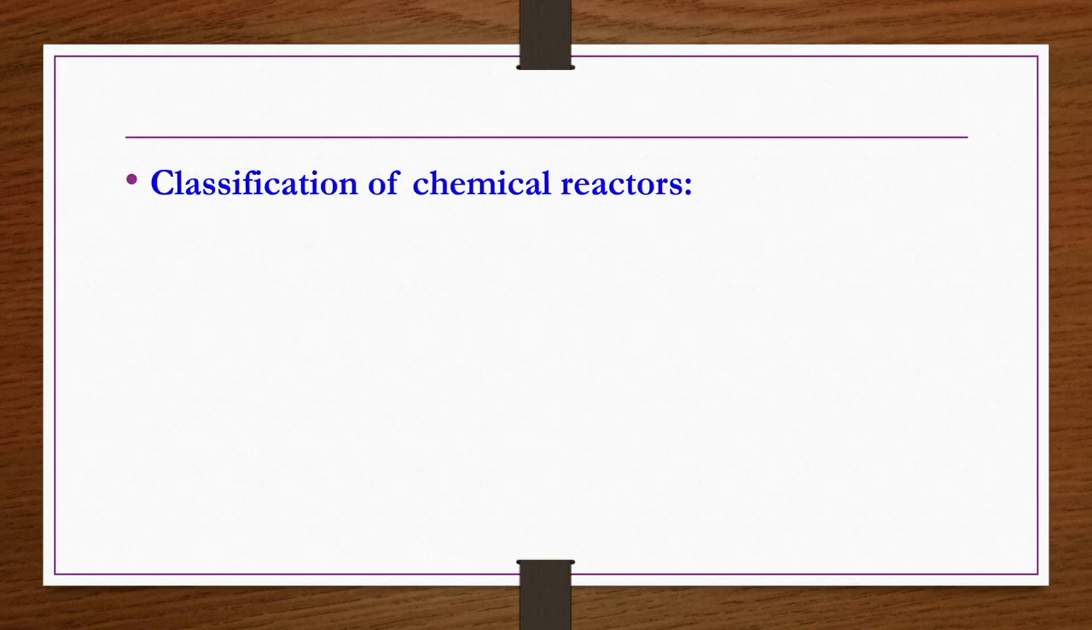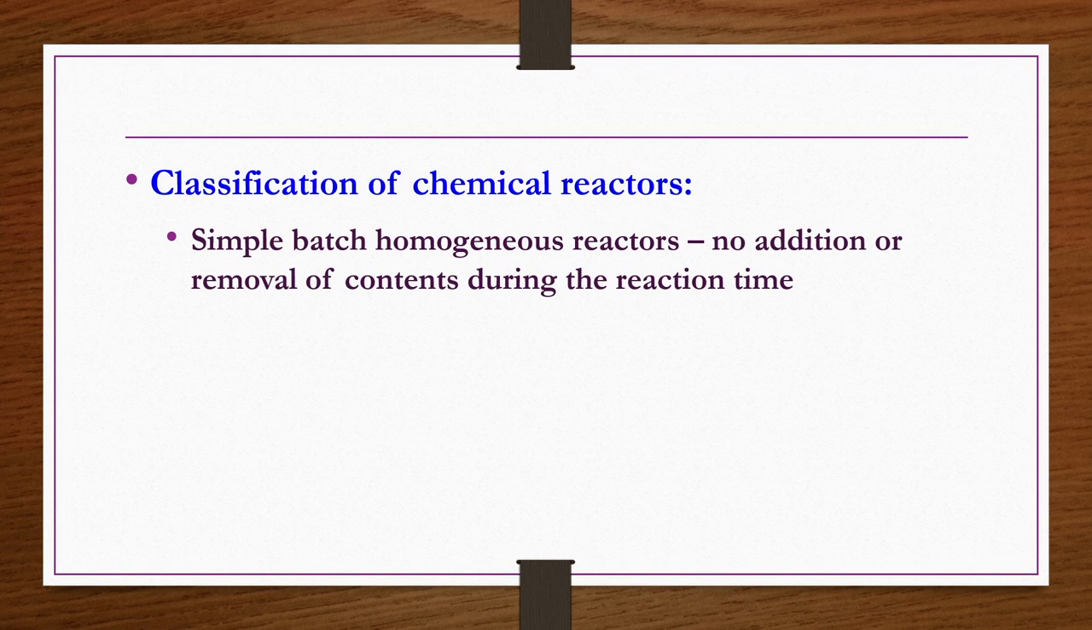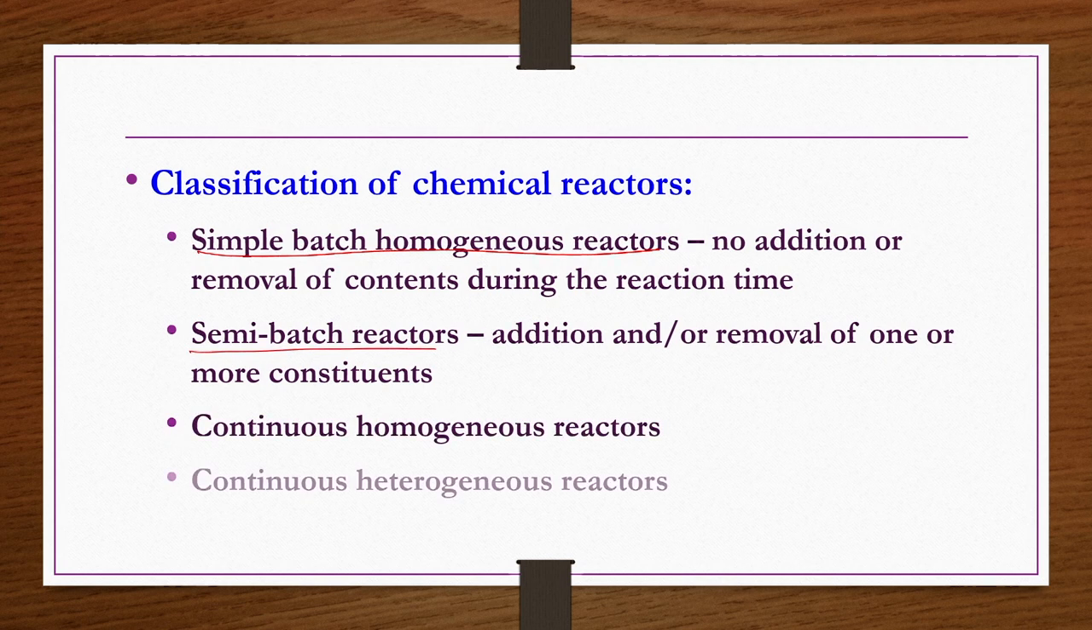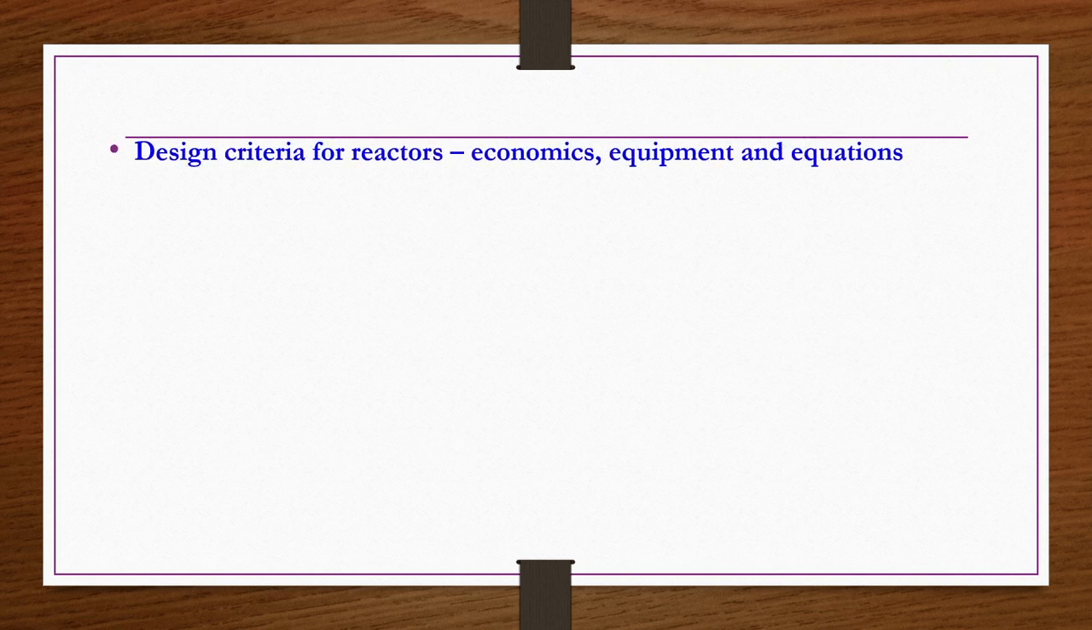Now, we see the classification of chemical reactors. Different types of reactors are possible: batch reactor, semi-batch reactor, continuous reactor, like this. Simple batch homogeneous reactors are the ones where no addition or removal of contents occurs during the reaction time. So if you are not adding or removing anything during the reaction, then we call that a simple batch homogeneous reactor. If you are adding or removing one or more constituents from the reactor during the reaction, then we call them semi-batch reactors. Continuous homogeneous reactors are the other ones, and then continuous heterogeneous reactors are the other types possible.